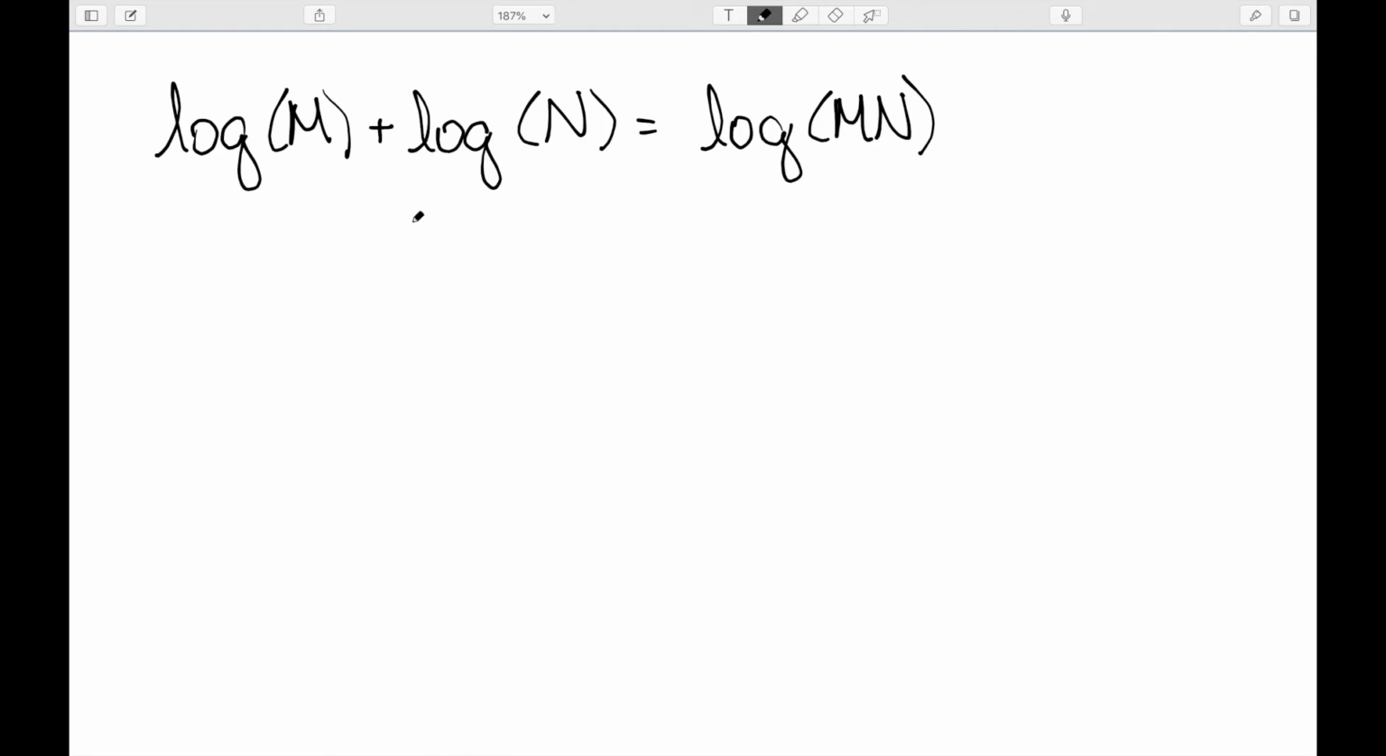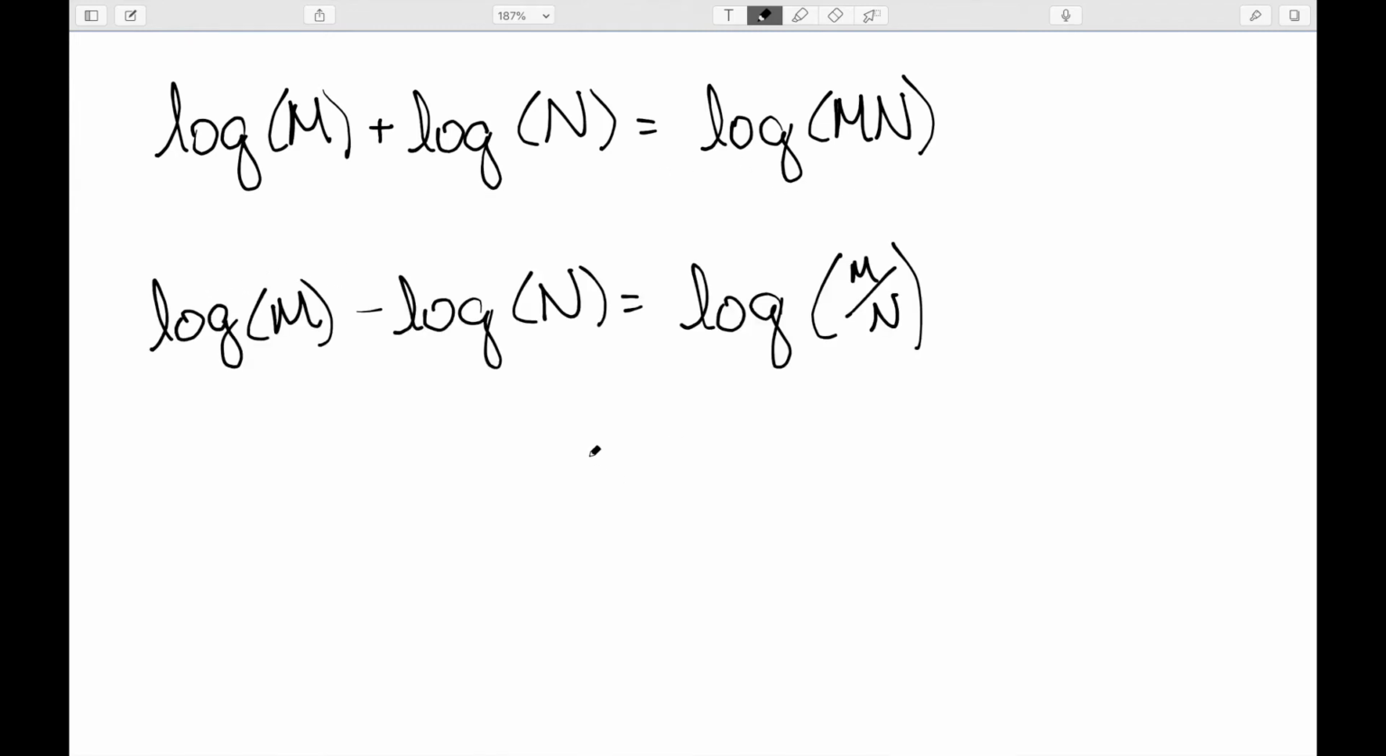Here's the property of logarithms that I used in the previous example. Log of m plus log of n is equal to log of mn. The other one that we may need to use in these is log of m minus log of n is equal to log of m over n. So these are really two important properties of logarithms that we use a lot in solving these types of equations.